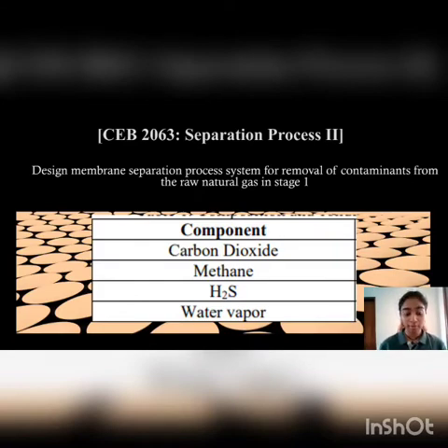For the first part of the project, we have to design a membrane separation process system for the removal of contaminants from the raw natural gas in stage 1. This is for separation process 2. In this, raw natural gas consists of carbon dioxide, methane, H2S, and water vapor.